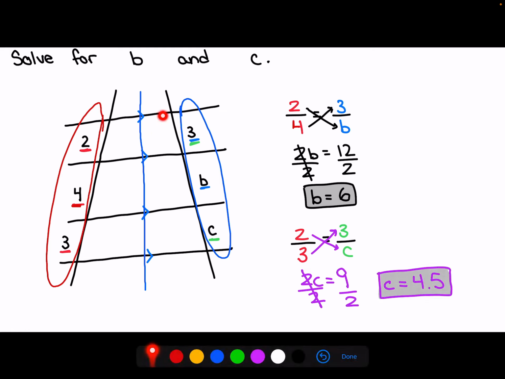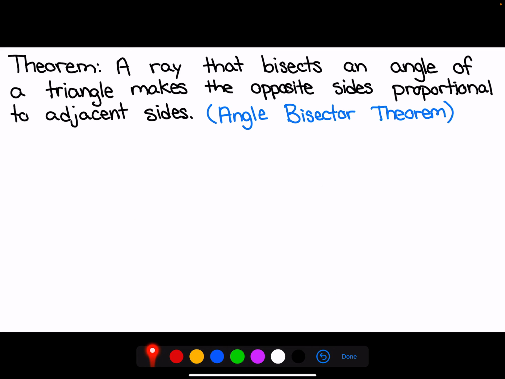So again, if you have a lot of parallel lines, just use that side splitter theorem, split them down the middle, create your ratios on the same side of your figure. All right, our final theorem for the day is the angle bisector theorem. It states a ray that bisects an angle of a triangle makes the opposite sides proportional to adjacent sides.